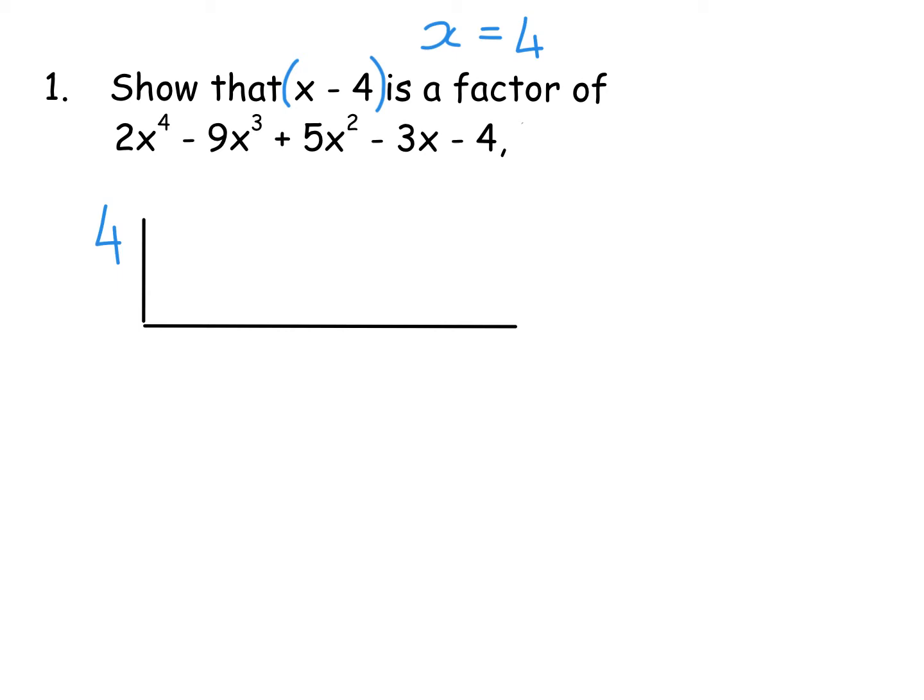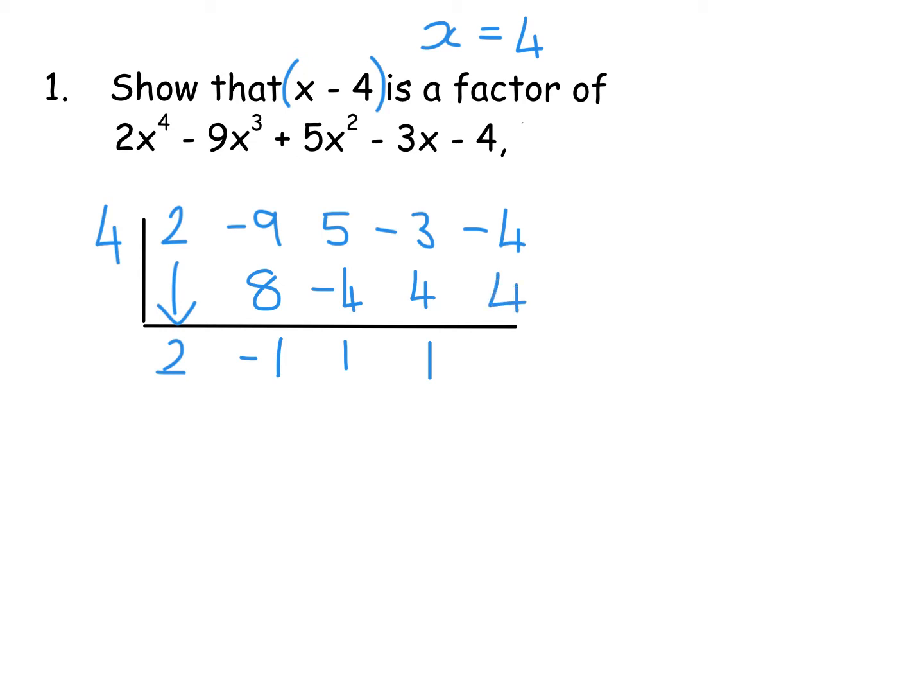From there, we have no missing terms in our polynomial. So we have a 2, a minus 9, a 5, a minus 3, and then a minus 4. We bring down the 2. Then we times by 4. 4 times 2 is 8. Combine those two together, so minus 9 and 8 is minus 1. Multiply it by 4 is minus 4. 5 minus 4 is 1. Multiply it by 4 is 4. Minus 3 and 4 makes 1. Multiply that by 4 is 4 again. And then the end two terms, when they add together, give you 0.